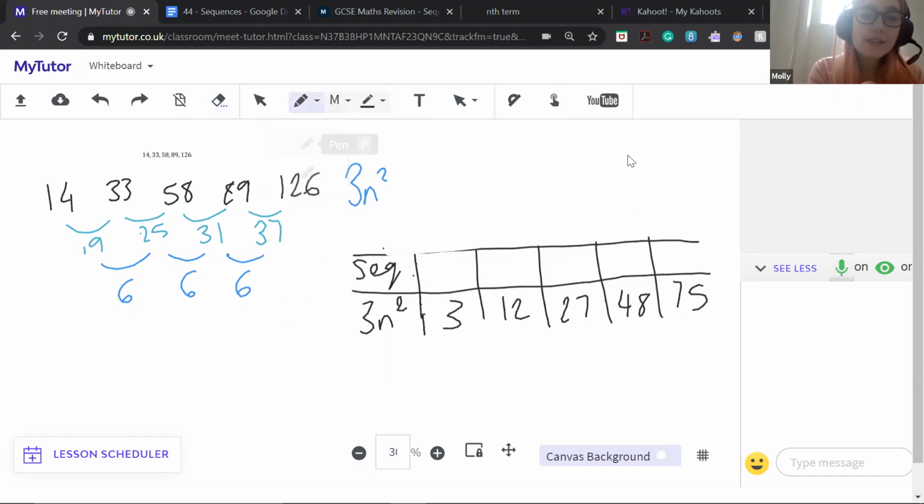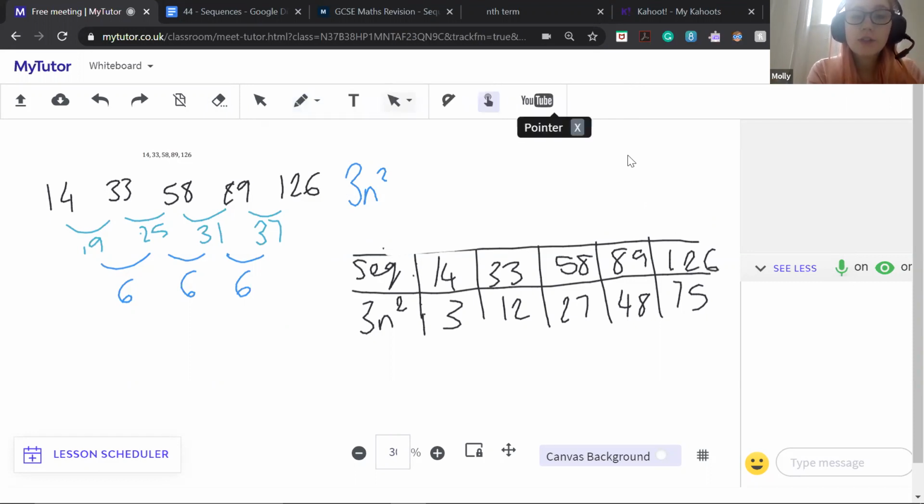And then we just fill in the sequence we've been given: 14, 33, 58, 89, 126. So hopefully you can see that this is just a 3n squared sequence, and we're going to take our 3n squared sequence off of our original one and see what we're left with. Don't worry if you're not fully following. I definitely didn't on the first couple of times I saw this, but you will the more we do. Just try to stick with it and think about it in your own way if you need to.